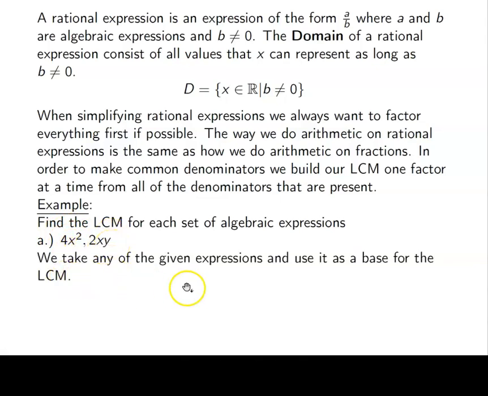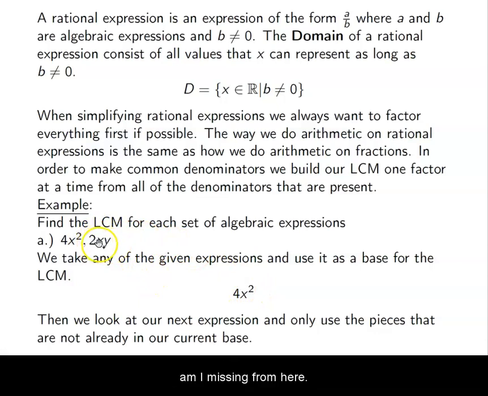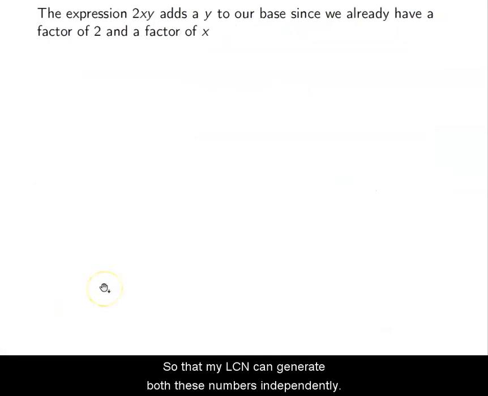Okay? So we're going to take any one of these and use it as a base. We can use the first one or the second one. In this case, I took the first one, my 4x squared. And we're going to look at our expression and only use the pieces that are not already in our current base. This is my current base, okay? My current LCM that I'm using to create a base for the LCM. This is what I have. I'm going to then look at the next number and say, what am I missing from here that I can add into this one so that my LCM can generate both of these numbers independently, okay?